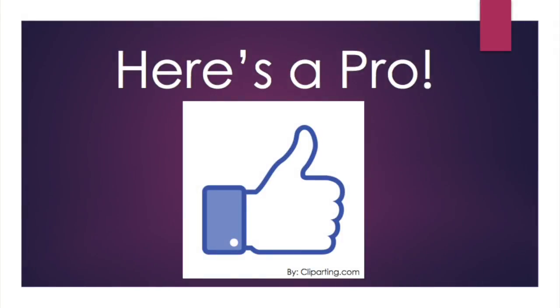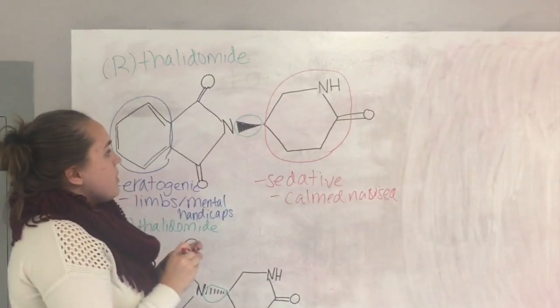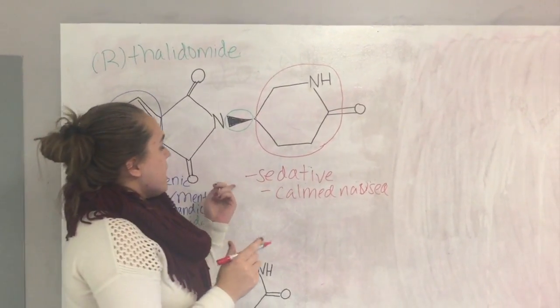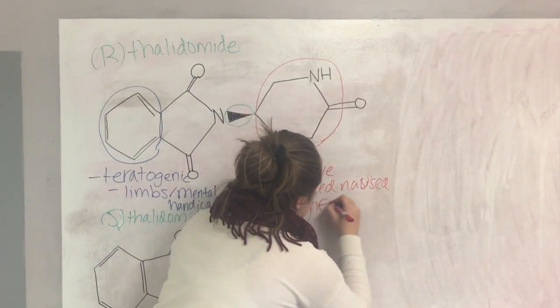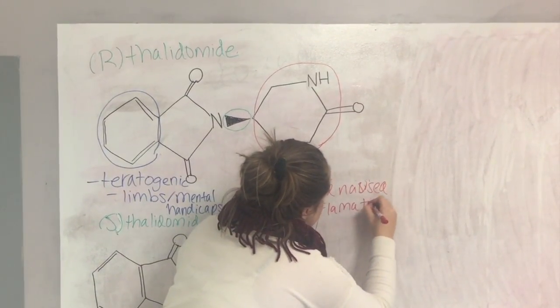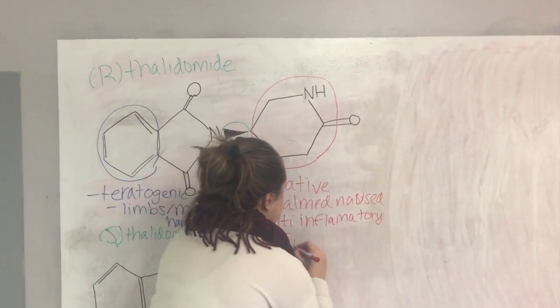The whole reason birth defects happened in the first place was because thalidomide had such great effects on pregnant women with awful morning sickness. It was originally developed for insomnia, so it acted as a sedative. As a complementary feature of being a sedative, it helped women with morning sickness by acting as an anti-nausea medicine. It also is an anti-inflammatory on this right side. And because of that, it was able to fight leprosy.